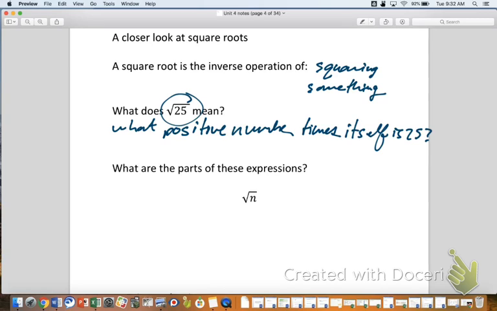What's the answer? 5. Yep, so the square root of 25, as Noel correctly pointed out, is simply 5. What positive number times itself is 25? The answer is 5. Have you guys ever heard of the names of the parts of these things? No. Okay, so this little check mark looking thing, that is called a radical.